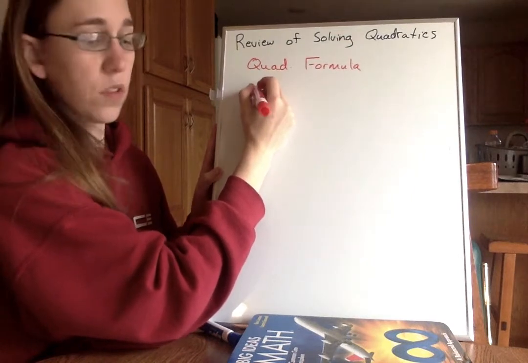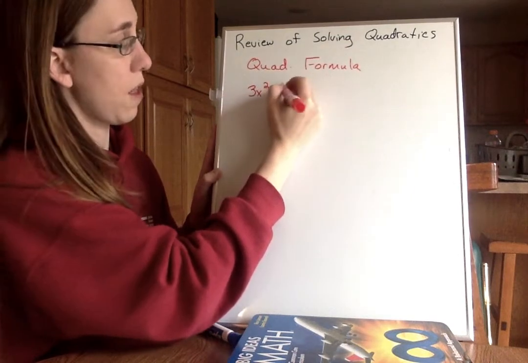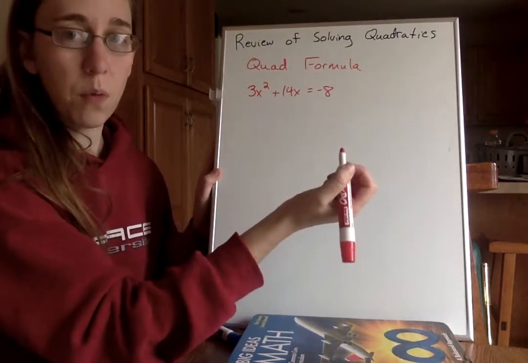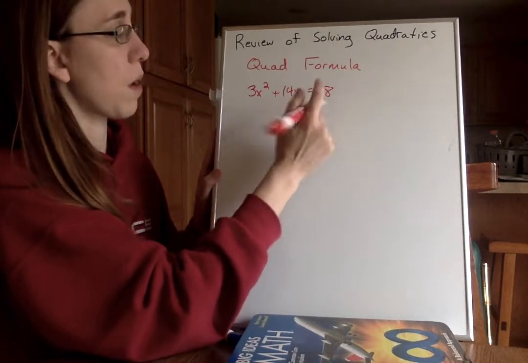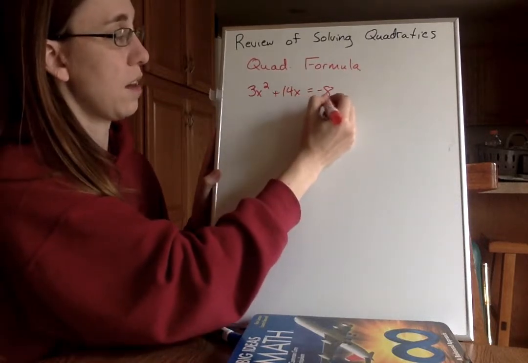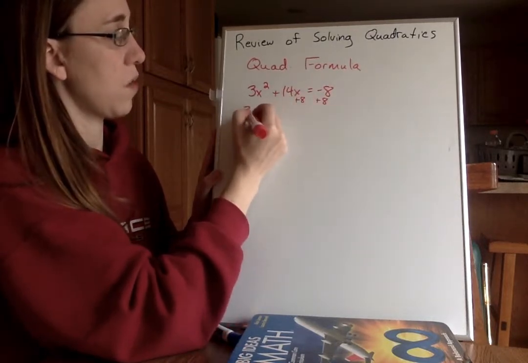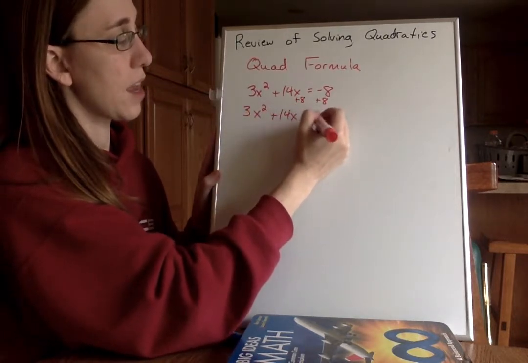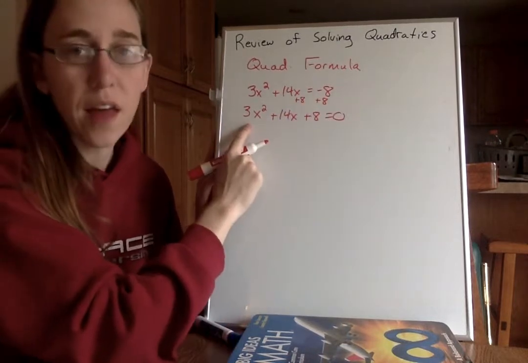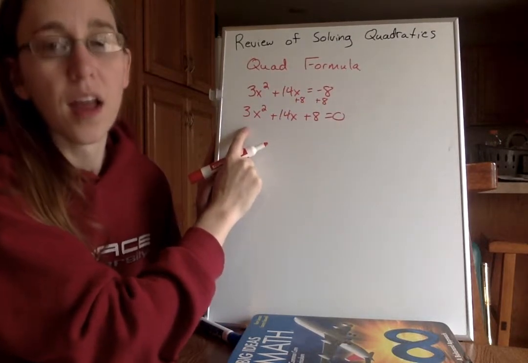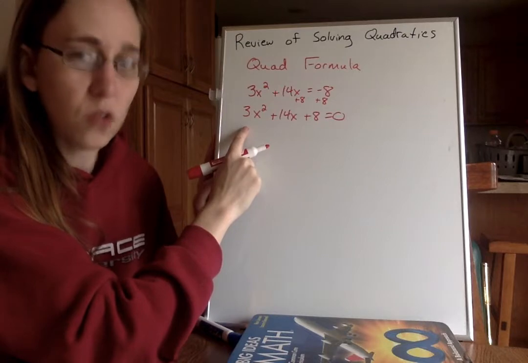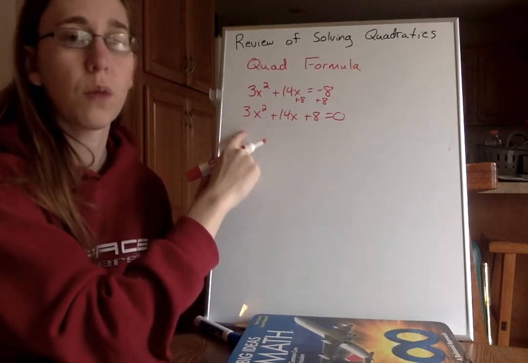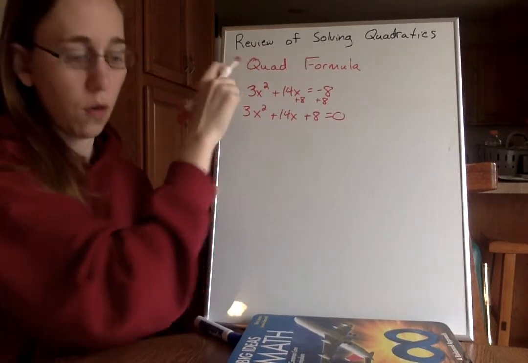So if we start with this problem, 3x squared plus 14x equals negative 8. First step, once again, is to get one side equal to 0. So I'm going to move this 8 to the other side by adding it. So we have 3x squared plus 14x plus 8 equals 0. Now notice, there is a number in front of x squared. There are ways to factor those, you just haven't learned them yet. So for now, if you see something in front of the x squared, your brain should jump to quadratic formula.